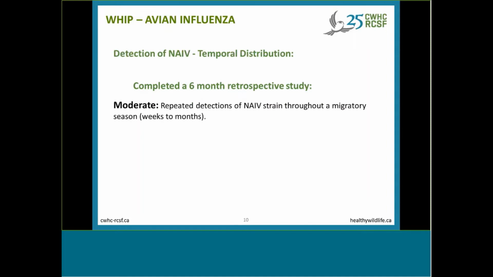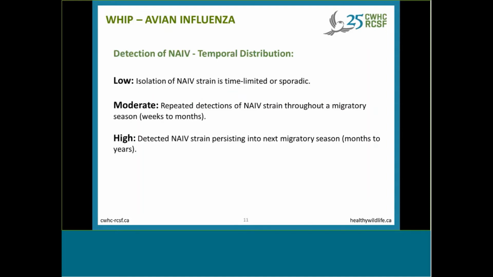Next slide, please. So I'm quickly going to review the definitions. Some have been modified from the last meeting. So for temporal distribution, that's the time distribution of a detected avian influenza strain. Low is the strain's only been identified a couple times within a time-limited period. Moderate, repeated detections throughout a migratory season, so weeks to months. And high is the strain is persisting into the next migratory season, so present for months to years. Next slide, please.